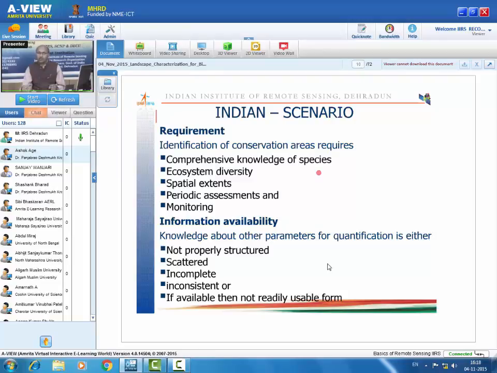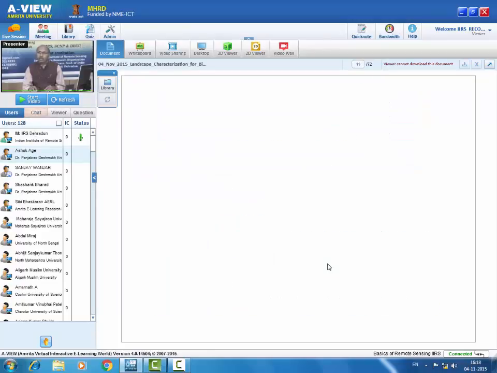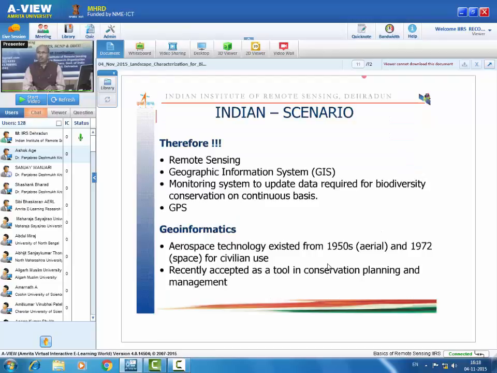And that's why GIS comes into the picture, and that will help us also to quantify and to improve our decision making process. The data we have may not be properly structured. It may be scattered, it may be incomplete, it may be inconsistent, and even if it's available, it may not be in a readily usable form. So these are some of the constraints which scientists or managers are facing in our country.